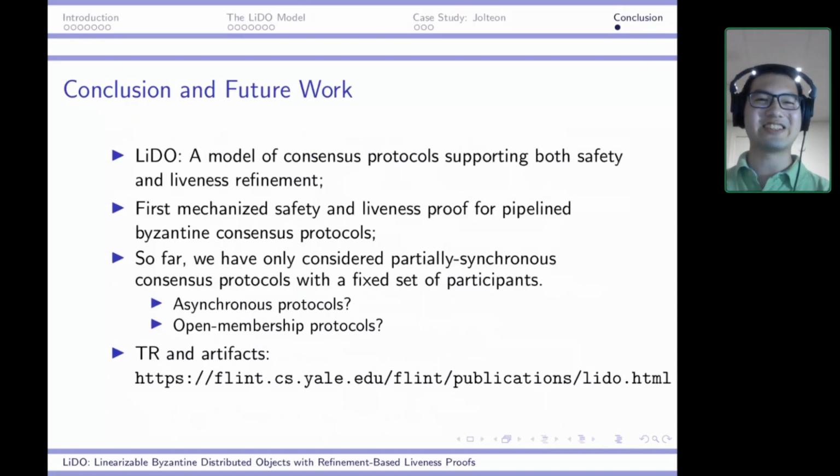So to conclude, we introduced LiDO, which is a model of consensus protocols supporting both safety and liveness refinement. And we believe it's the first mechanized safety and liveness proof for a pipelined Byzantine consensus protocol. We also mentioned that our work leaves a lot of ends open. For example, we only considered partially synchronous consensus protocols with a fixed set of participants. But in the blockchain industry, we also need other kinds of protocols, for example, asynchronous protocols or protocols that support open membership. And handling these kinds of protocols is work for the future.